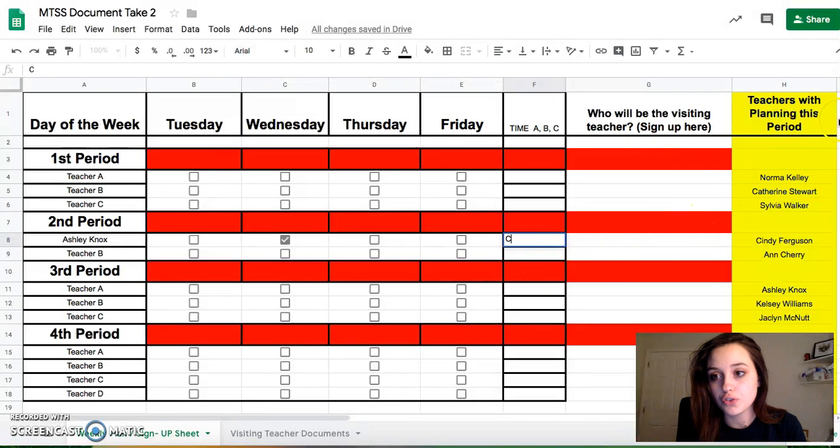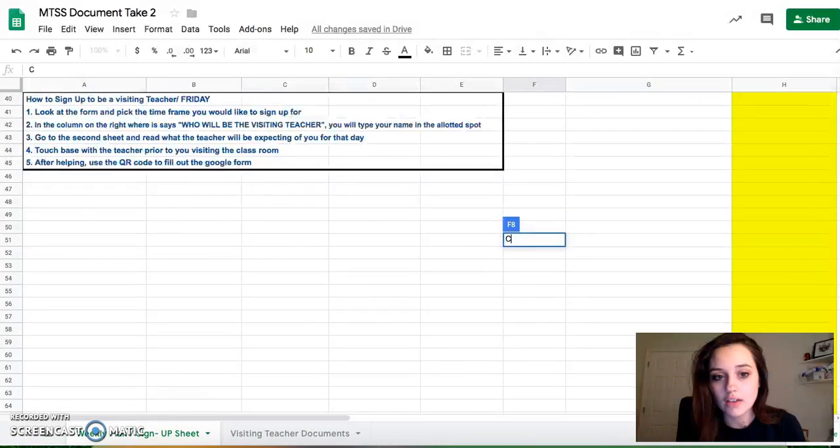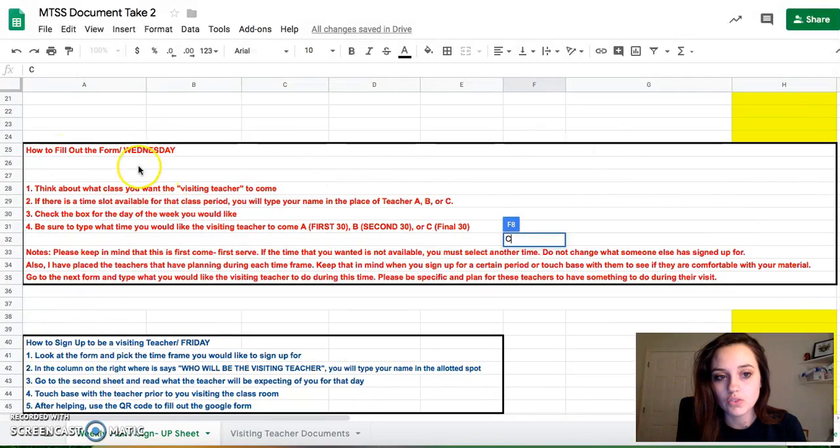So if you forget any of that, I have typed that up right here, how to fill out the form, and I put Wednesdays because that's when we're expecting to fill out this form for help for the next week. So that's there. I have a little checklist so you can see that. In case you forgot what A, B, and C stand for, it's right there.